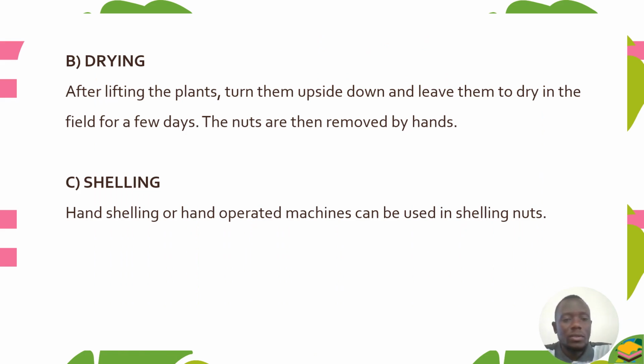So let's go to drying. After lifting the plants, you turn them upside down and leave them to dry in the field for a few days. Then the nuts are removed by hand. The nuts are removed from the stems and roots by hand after being turned upside down to facilitate proper drying.